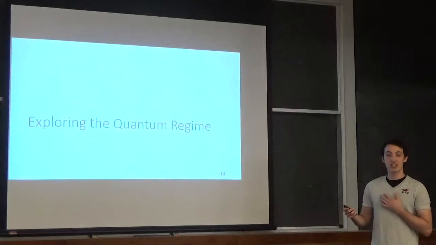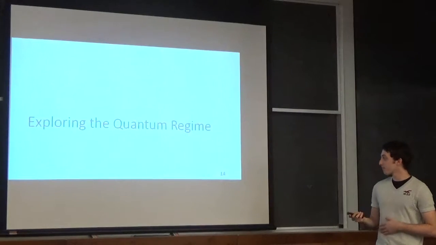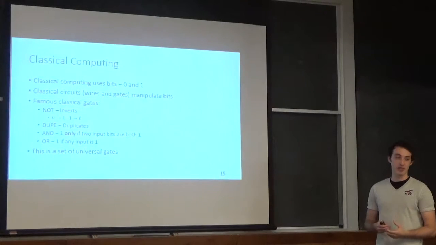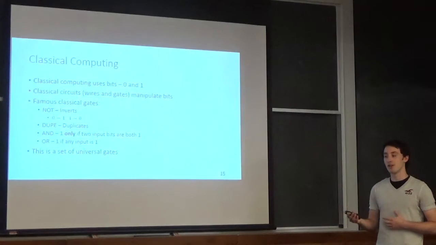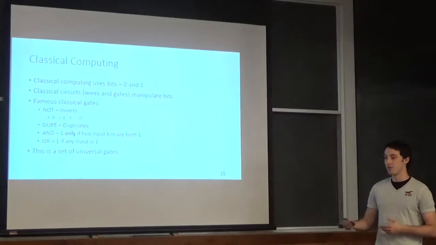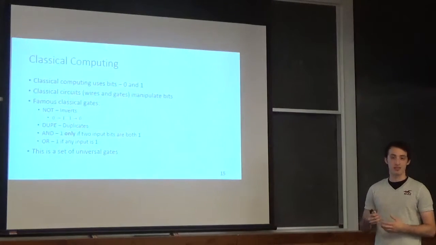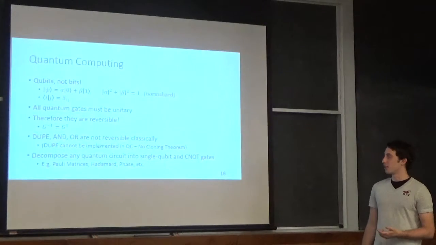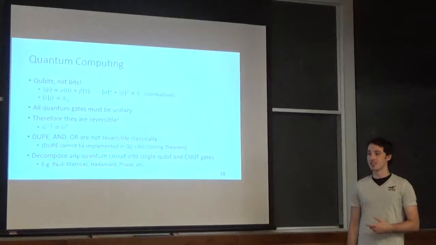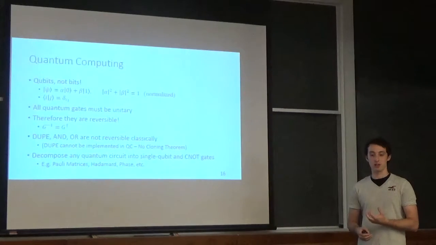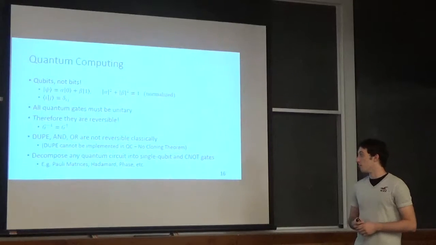So now I'm going to transition into exploring the quantum regime. As just a brief summary, the reason that classical computing is so often used for cryptography is because it uses bits of zeros and ones, and cryptographic schemes usually use zeros and ones. In quantum computing, on the other hand, we use qubits, not bits, which have a state, let's say psi, which are a superposition of two orthogonal states, 0 and 1.